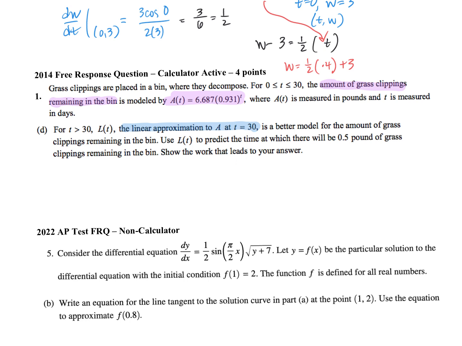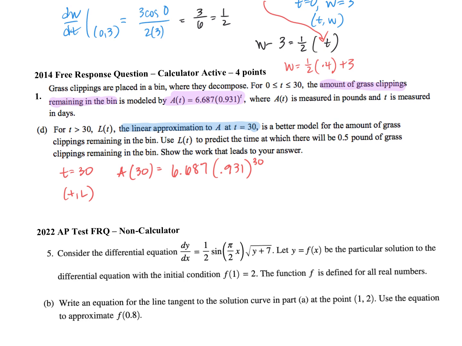So again, we've got big L and t. So just be careful, t is 30. We've got to go find big L, which is going to be like my x and my y. How would I find my big L? I'm sorry, my big A, because they want us to use the linear approximation, but I've got to use my A of t formula. So I'm going to say A of 30 would be how much? Could Bob say 6.687 times 0.931 to the 30th? That's my y coordinate.